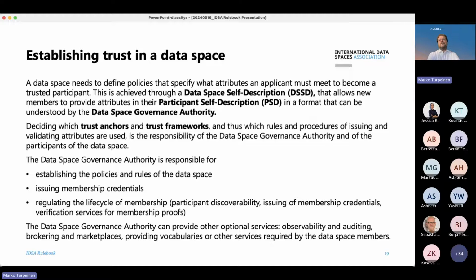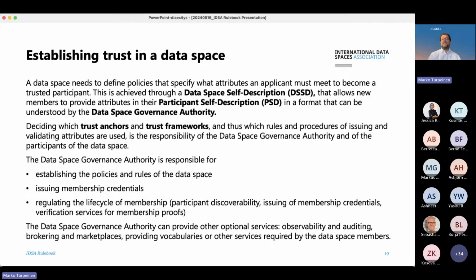Then we had this proposal or scheme in the rule book to establish trust in a data space. First of all, there is this mechanism of self-descriptions. A data space should be able to describe itself in DSSD, the data space self-description. Then the participants should be able to describe themselves, and this allows the provision of attributes to these participants based on their description, and that's governed or overseen by something called the Data Space Governance Authority.